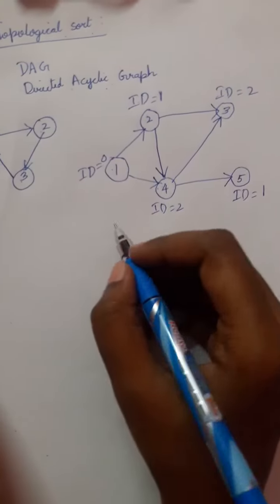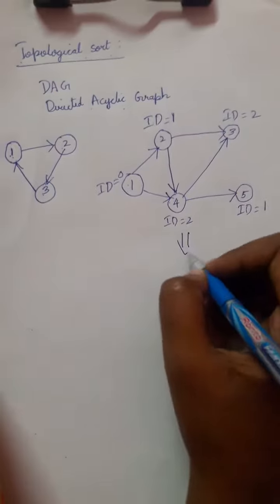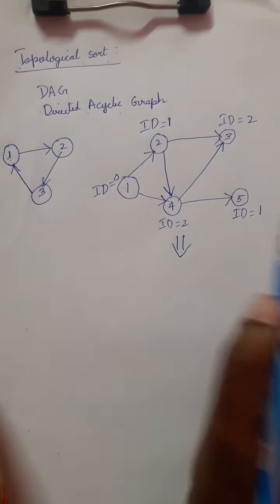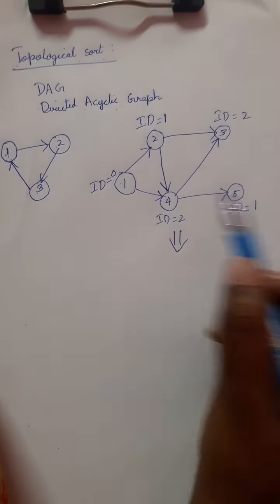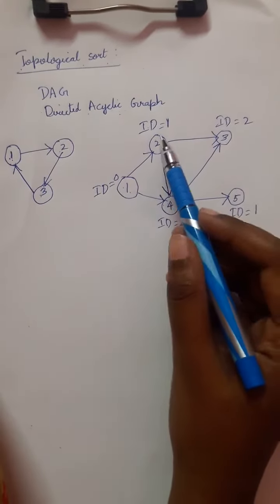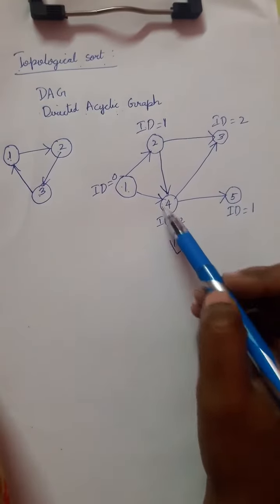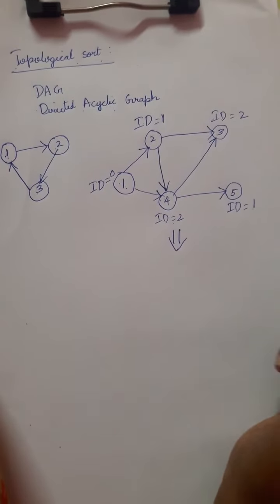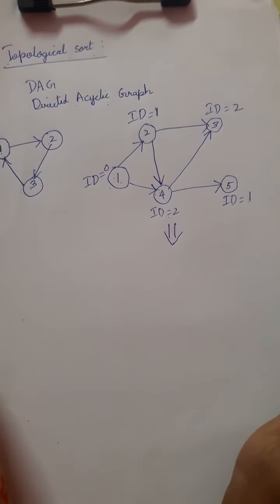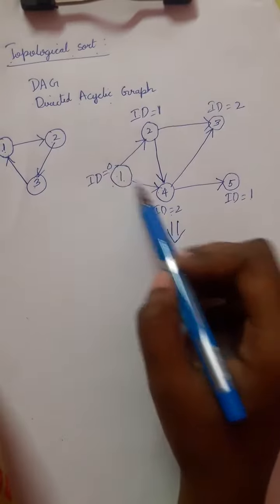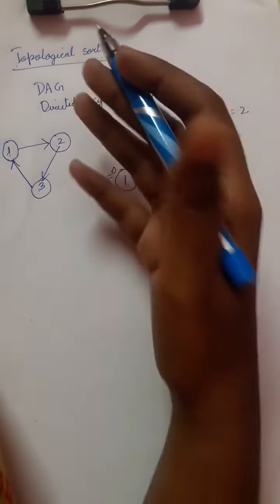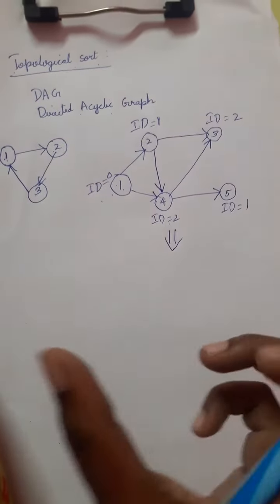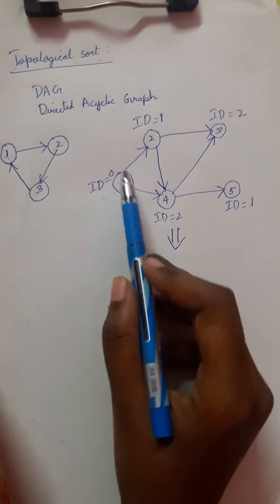Now I am going to sort it out. How do I find the node with the minimum in-degree? See, 1 has 0, 2 has 1, 3 has 2, 4 has 2, and 5 has 1. Which has the least in-degree? Only 1 has the least in-degree. So I am going to eliminate 1, so that at last we can find the topological sorting.